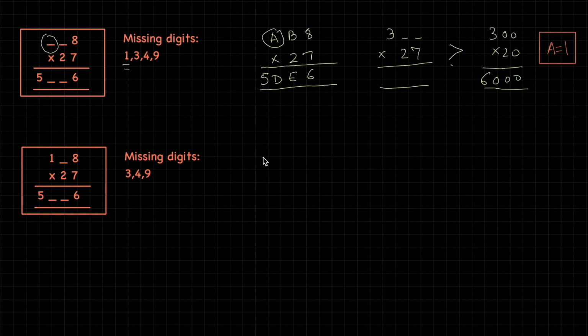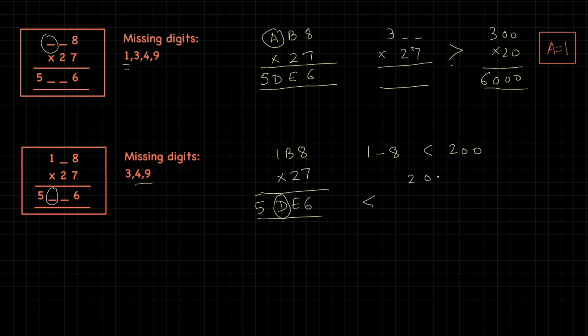The next digit that we are going to focus on is this one here, which we call D. Let's see which values of D make sense, similar to what we did in the last step. Let's see if D can be 4 or 9. What we notice here is that the first operand is of the form 1 something 8, which means it's less than 200. Our result has to be less than 200 times 27.